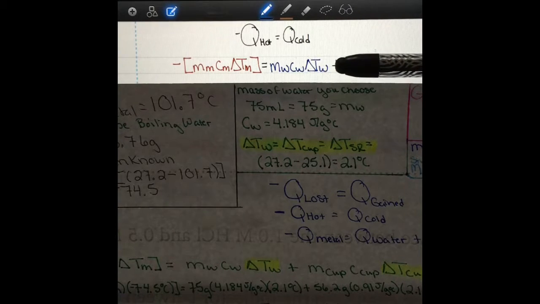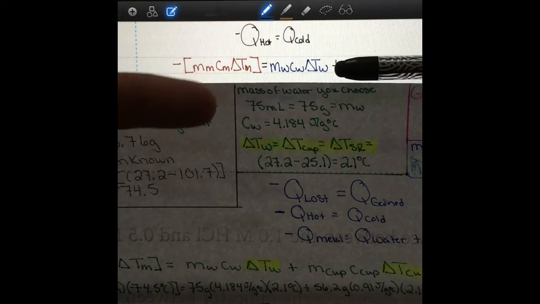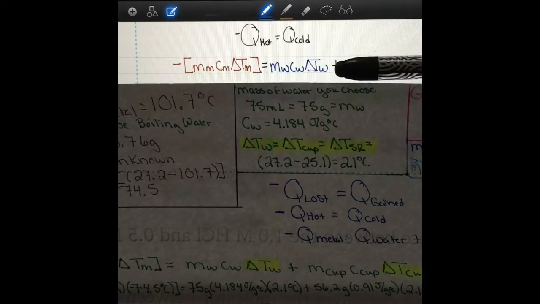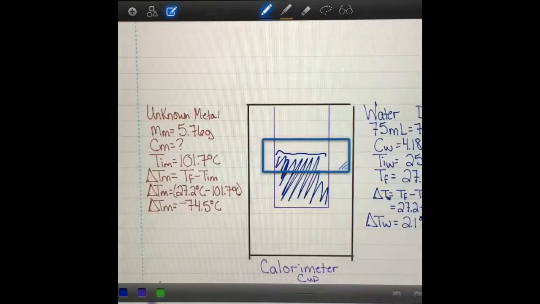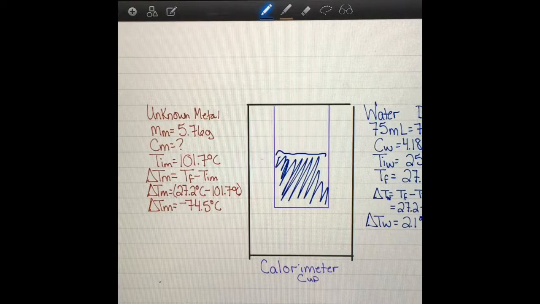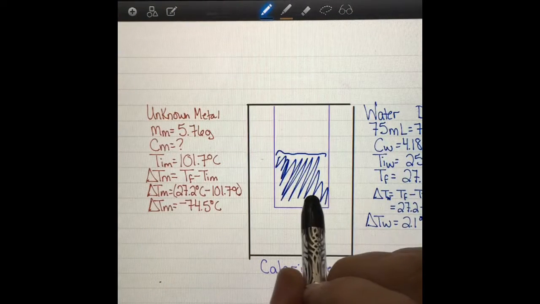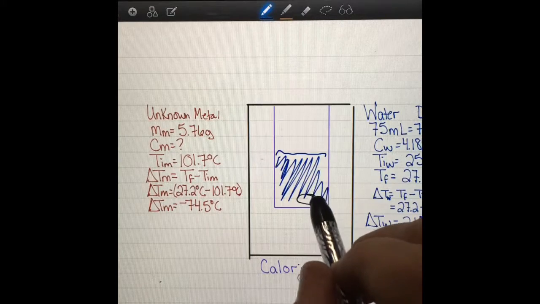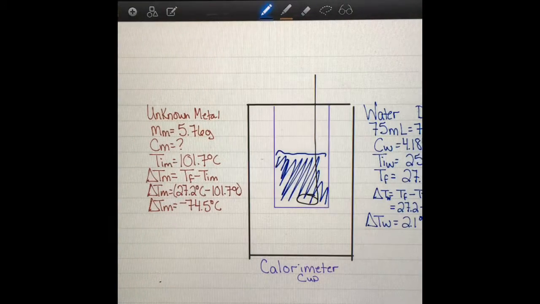Okay, so if we set this up, then we have our hot side, which is our metal, is equal to our cold side, which is our water. But if you recall from your lab, that was not the only thing that was actually in the calorimeter cup. You also had a stirring rod, okay? And that stirring rod also had its own mass.